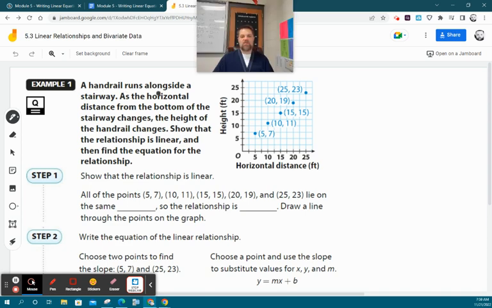It says a handrail runs alongside a stairway. As the horizontal distance from the bottom of the stairway changes, the height of the handrail changes. So what they're saying is that there's a handrail that goes up steps. Actually, it's probably closer to this, the slope of the line. So this is a handrail that goes up some steps, like this. And what they're measuring is the horizontal distance, this is the horizontal distance, versus the height.